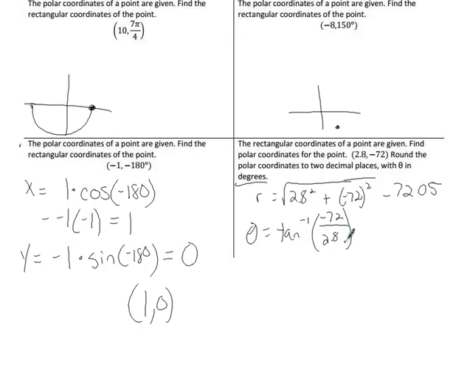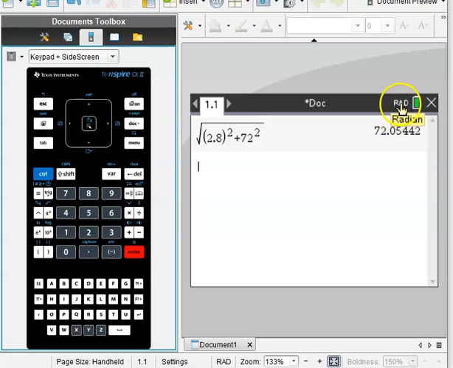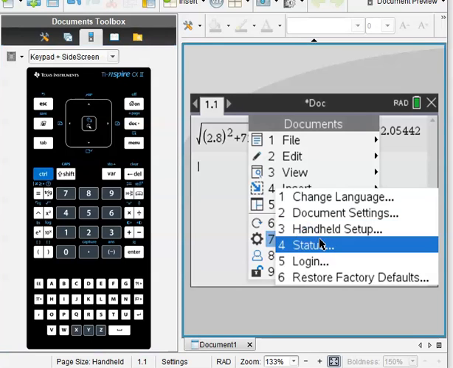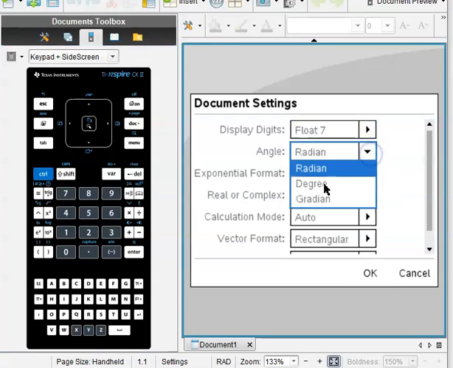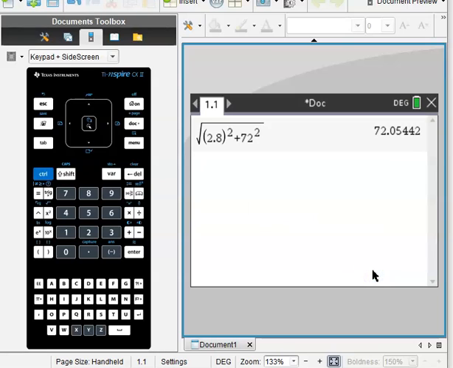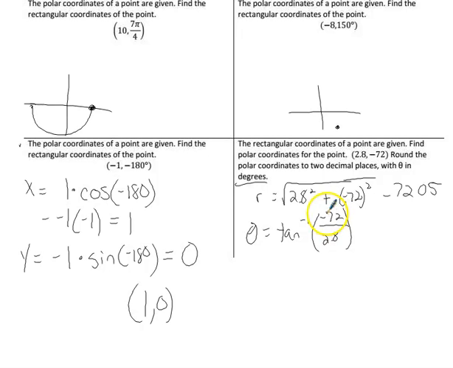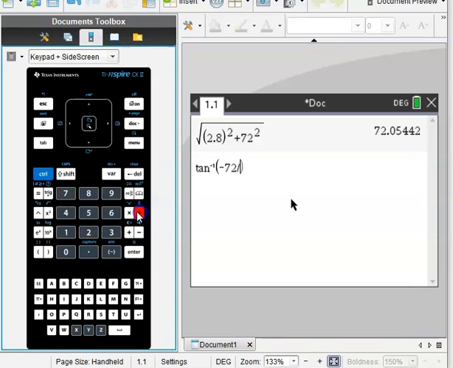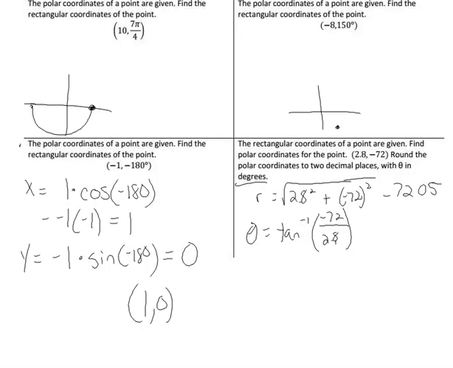So let's use our calculator. I notice I'm in radians, so I'm going to go to Document Settings and change that to degrees. And now I need the inverse tangent of -72 divided by 2.8. And you get negative 87.77.